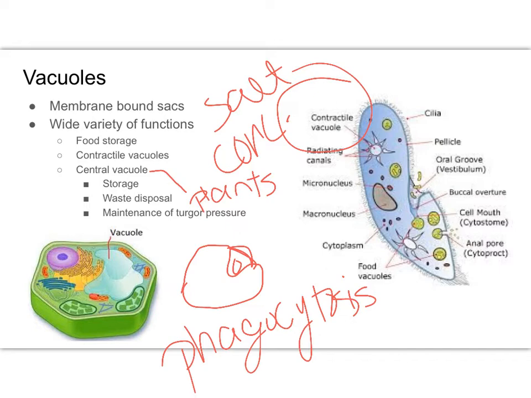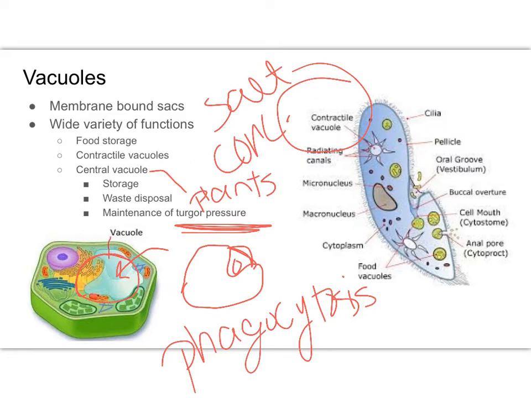It can help store materials for the plant. It can help store metabolic waste that maybe wouldn't be great to have floating around in the cell. It can store inorganic materials and nutrients for the cell, and it can store water. And by storing that water, it can help maintain the turgor pressure of the plant. Remember, as the water goes into this vacuole, it will get bigger and bigger and bigger.